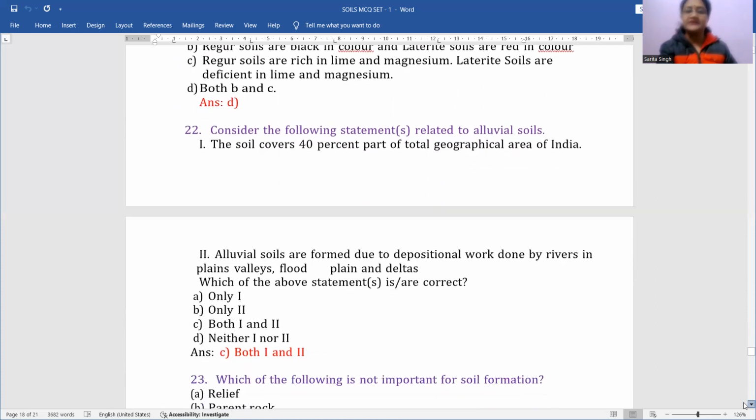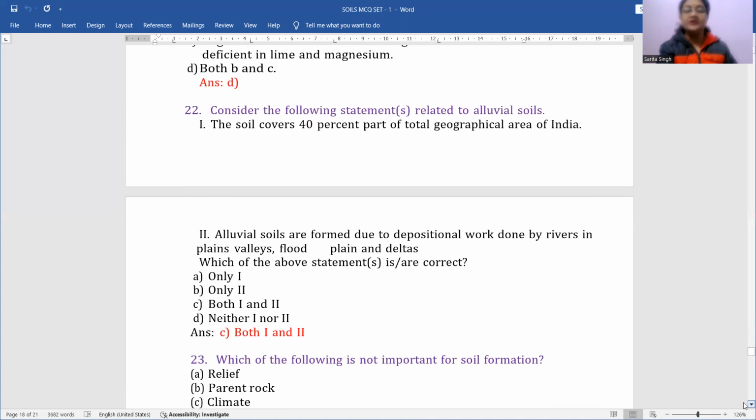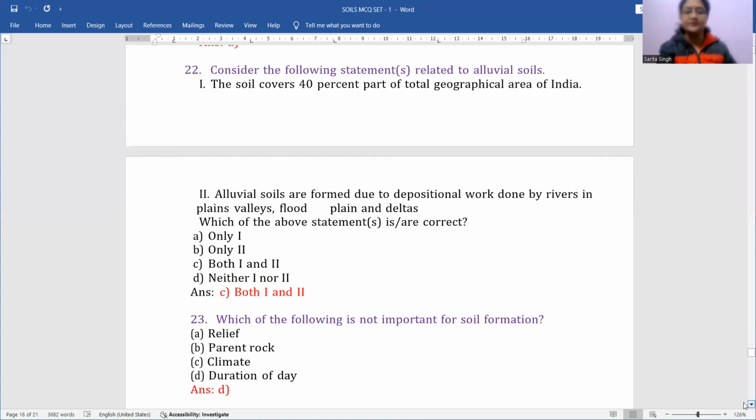Consider the following statements related to alluvial soils. Soil covers 40% part of total geographical area of India. Alluvial soils are formed due to depositional work done by rivers in plains, valleys, floodplains, and deltas. Which one of the above statements is or are correct? Right? इसमें correct है बच्चों, C option सही होगा. That is 1 and 2 both are correct.